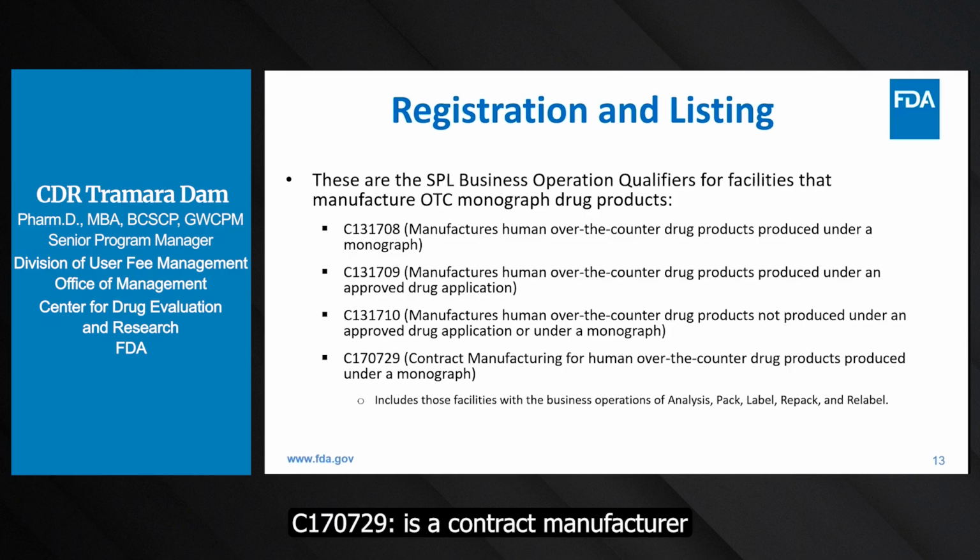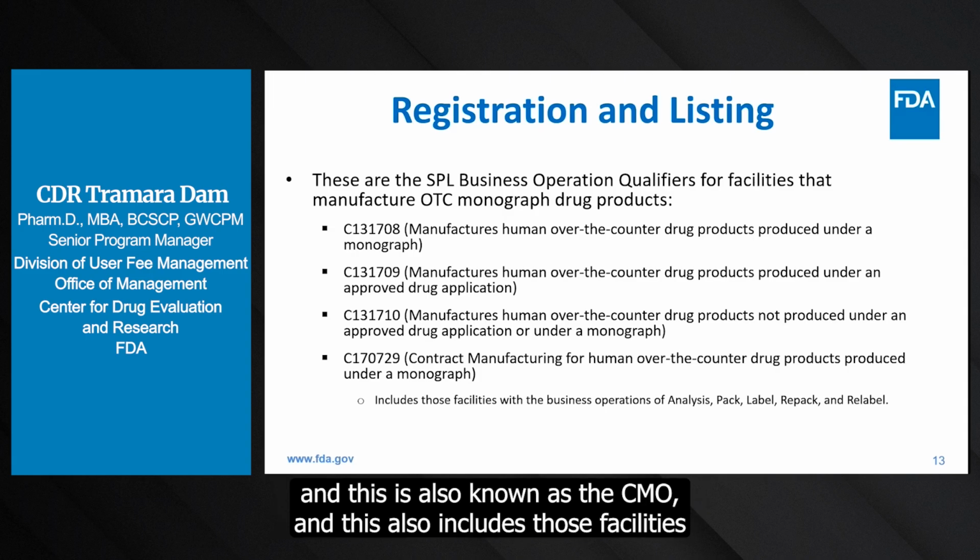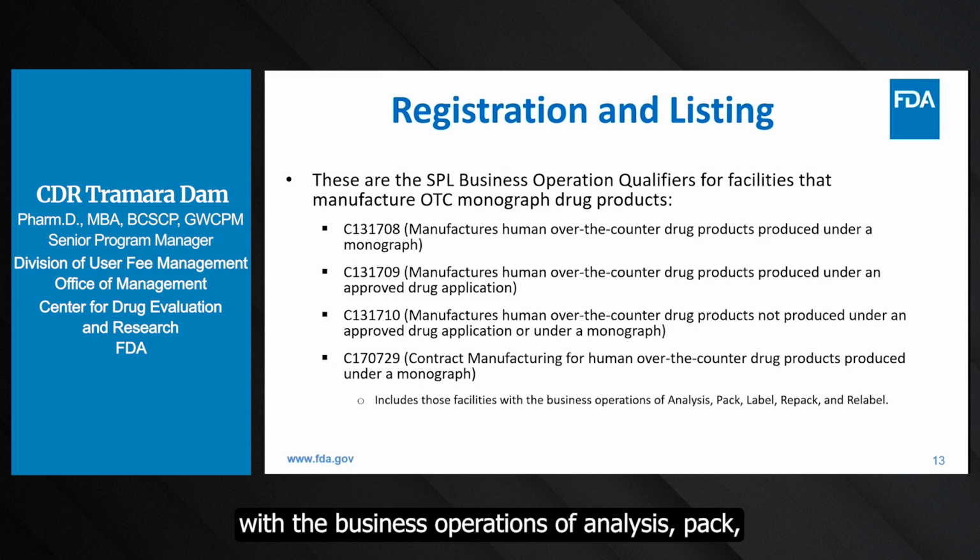C170729 is a contract manufacturer for human OTC drug products produced under a monograph, and this is also known as the CMO. This also includes those facilities with the business operations of analysis, pack, label, repack, and relabel.